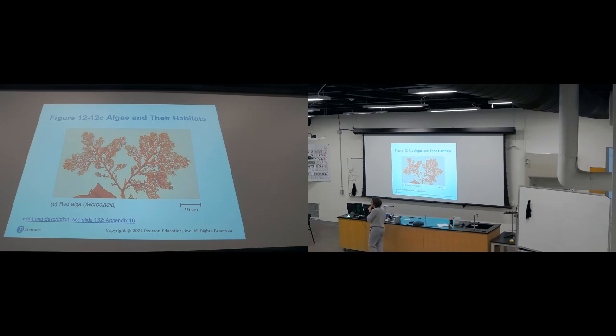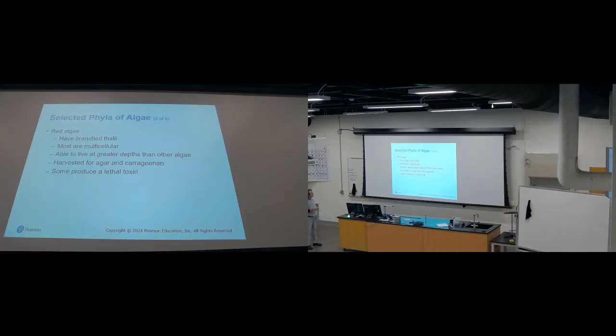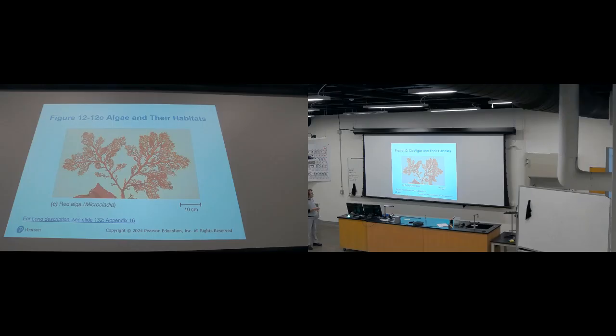And then here we have Microcladia, which is a type of algae. So this has branched thalli, so this will be the thalli. Looks very beautiful. It looks like a tree.